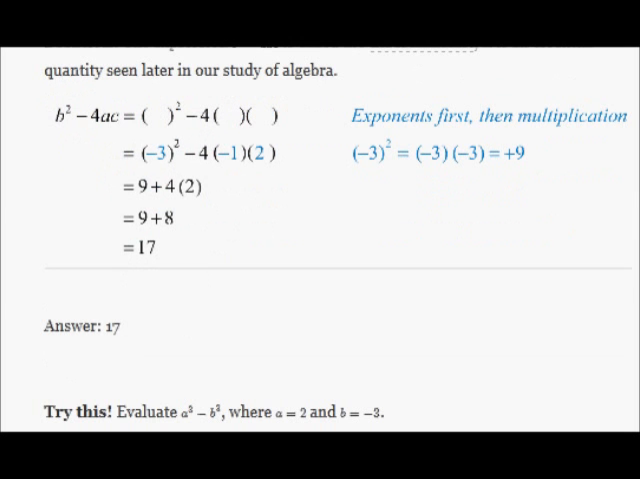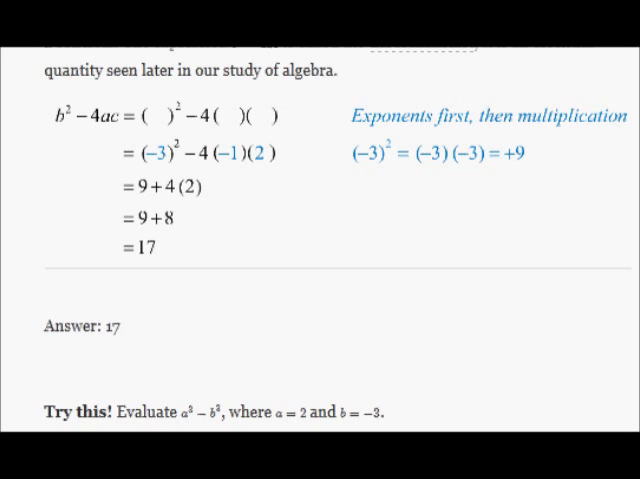Okay, here's another example. A cubed minus b cubed, where a is 2 and b is negative 3. Well, what's a cubed? It's 2 cubed. 2 cubed is 2 times 2 times 2, which is 4 times 2, which is 8. Okay? Minus b cubed. What's b cubed?